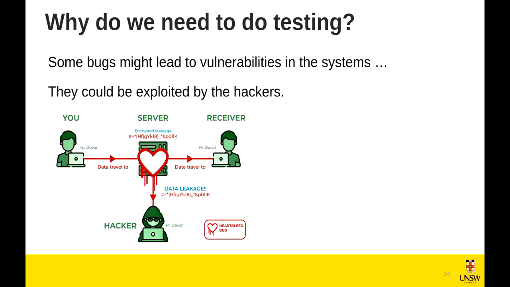So that's why HTTPS works. And in order to power this encryption and decryption, OpenSSL was used. And there was a famous bug in OpenSSL called Heartbleed.